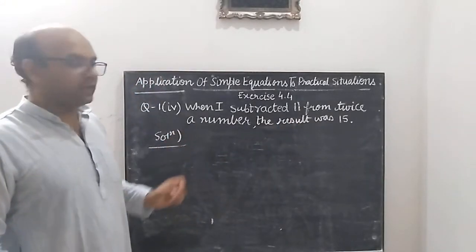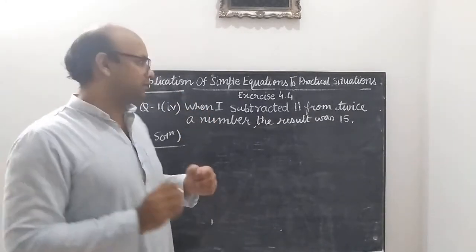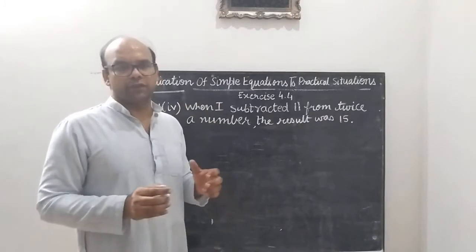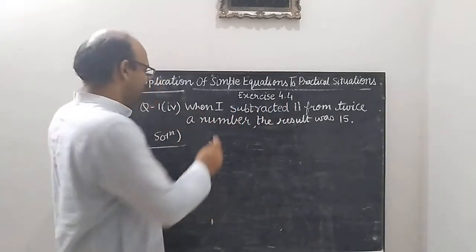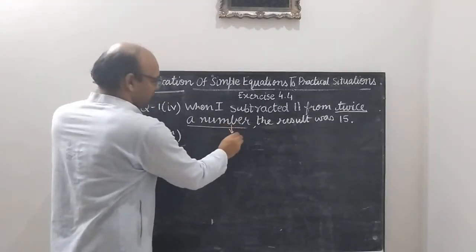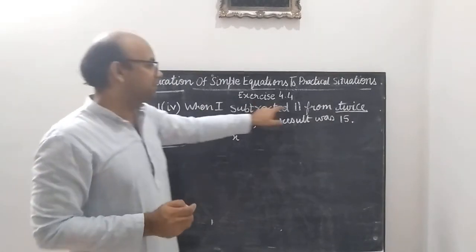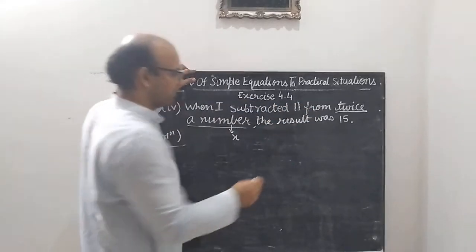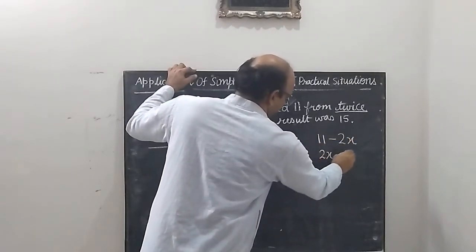Again, we have to be very careful, because in these types of questions, maximum students make errors. What are the types of errors? It is basically the interpretation of the question, what the question says. If I say subtracted 11 from twice a number, maximum students are able to get what twice a number means. If I take the number to be x, twice a number means 2x. Now 11 is subtracted from twice of x. So which is the correct one? Should I write 11 minus 2x, or 2x minus 11?